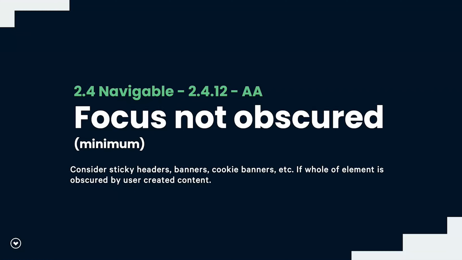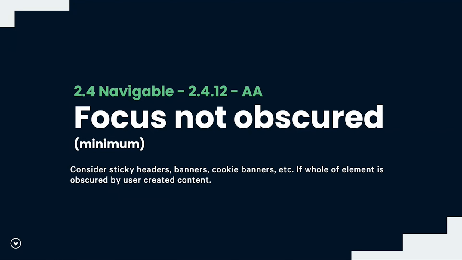So again, in 2.4 Navigable, we've got 2.4.12, which is AA, and this is Focus Not Obscured (Minimum). When we think about things like sticky headers, sticky banners, cookie consent, often when they follow you down the page and you're using a keyboard to tab through, because they just stick on the top or bottom of your screen all the time, they can block elements being focused at the bottom of the screen. I think we've seen this on previous projects in the past.